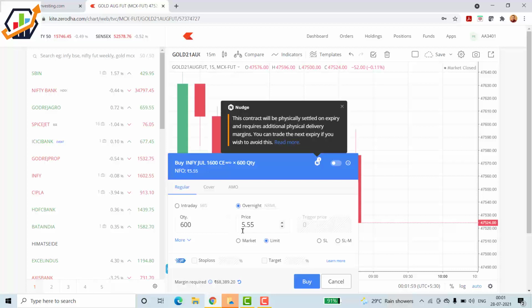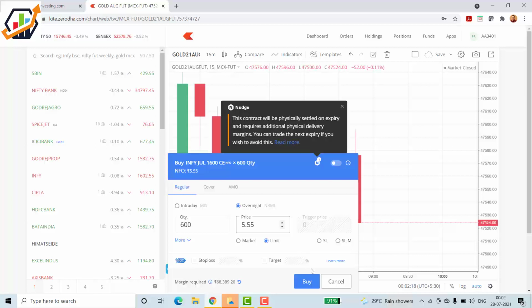So if you want to, let's say, buy on the market basis, if you click market, whatever is the next best seller who wants to sell the options, you're going to get that price. If you put a limit price, then you could put a limit price as per your choice. It could be lower or it could be higher also, depending upon what your technical analysis says.